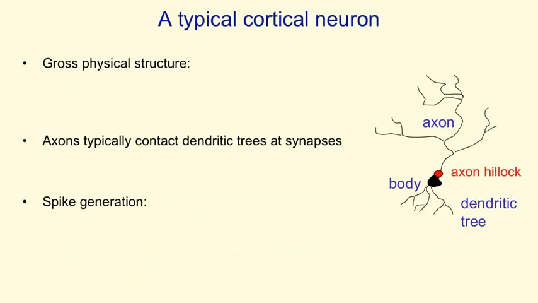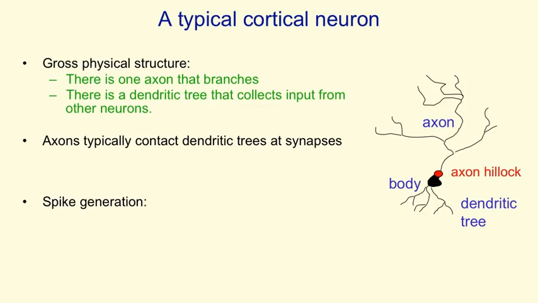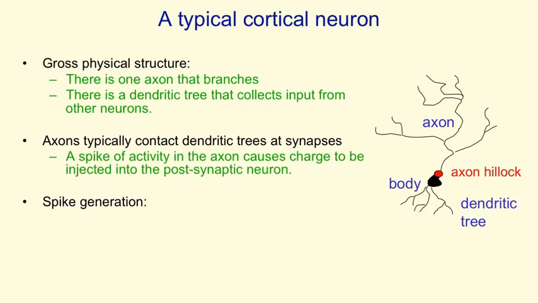A typical cortical neuron has a gross physical structure that consists of a cell body and an axon, where it sends messages to other neurons, and a dendritic tree, where it receives messages from other neurons. Where an axon from one neuron contacts a dendritic tree of another neuron, there's a structure called a synapse, and a spike of activity traveling along the axon causes charge to be injected into the postsynaptic neuron at a synapse.